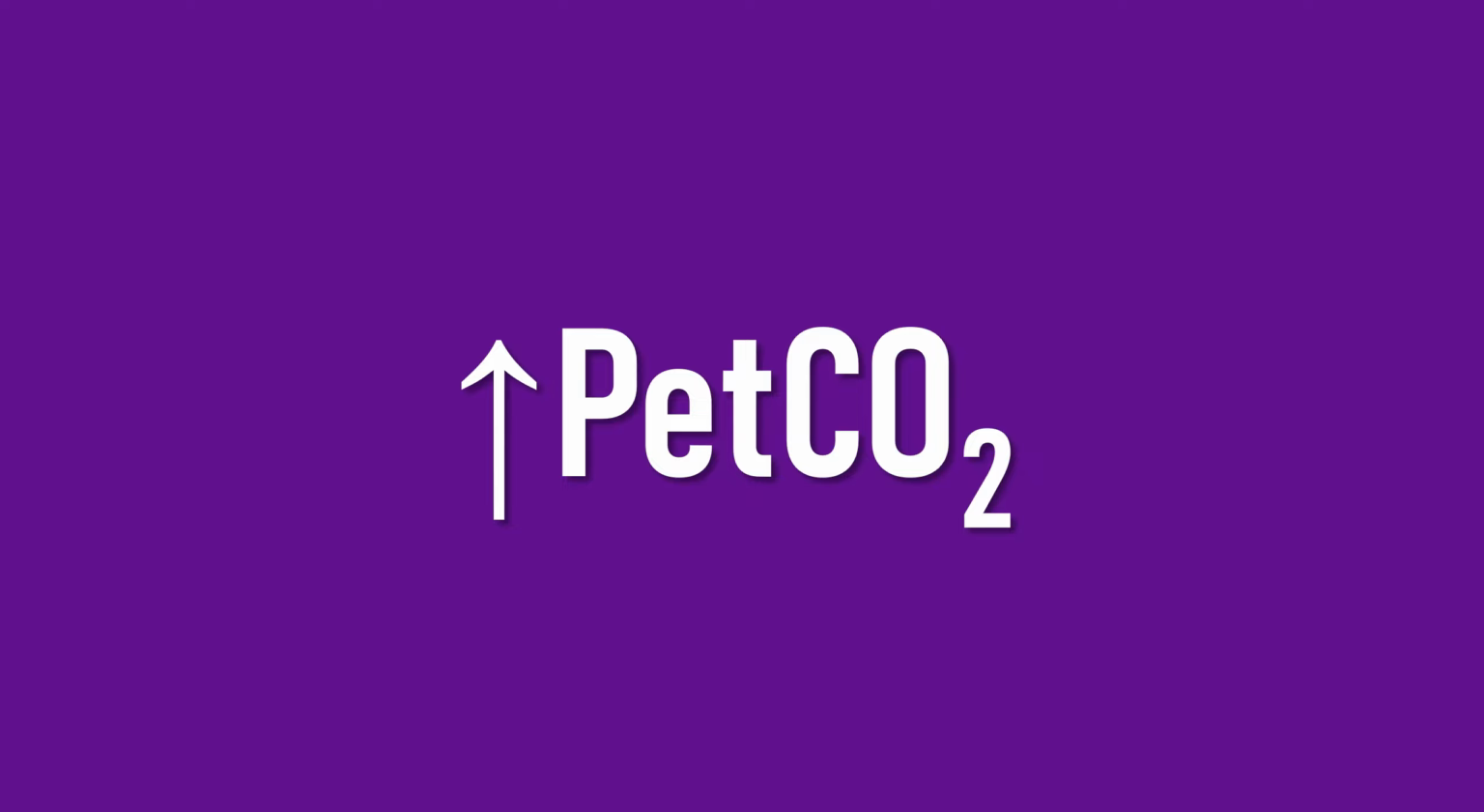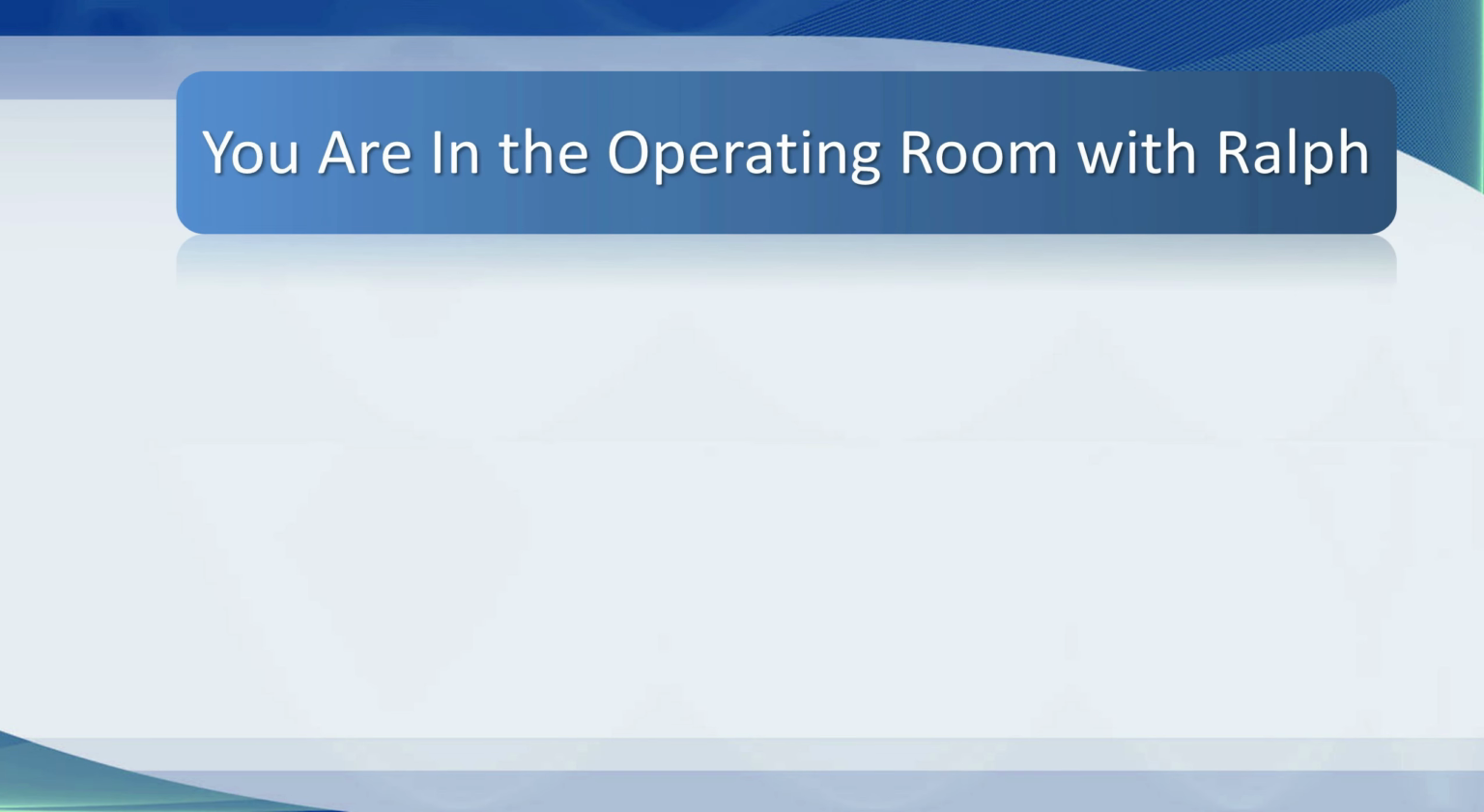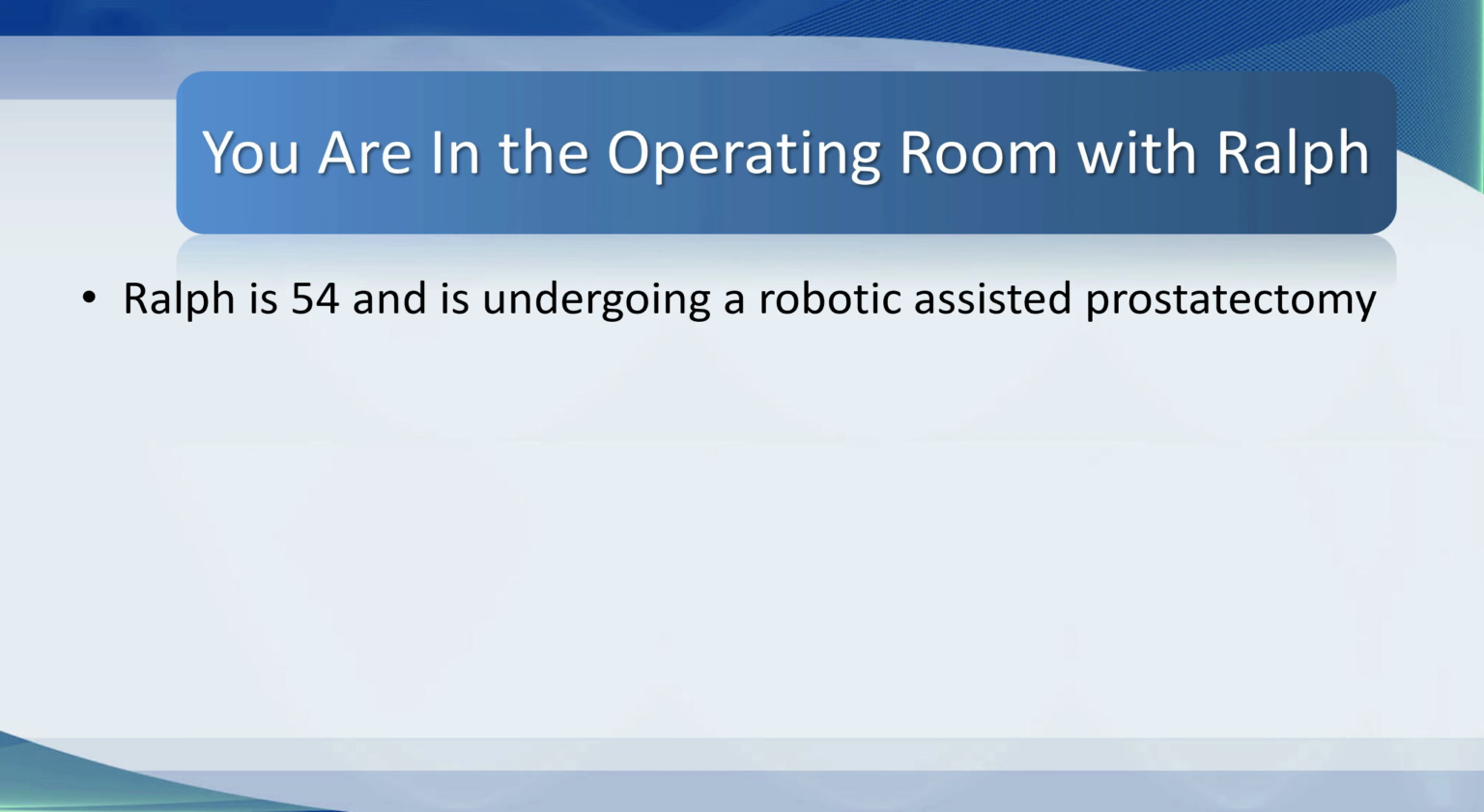Sometimes once you've started mechanical ventilation, that end-tidal CO2 starts to rise, and you need to have a way of thinking about working the problem if this happens. So let's start in the operating room. You have a patient on the table called Ralph, and Ralph is 54 and he's undergoing a robotic assisted prostatectomy. Now this requires a general anesthetic, and we are now 45 minutes into surgery.